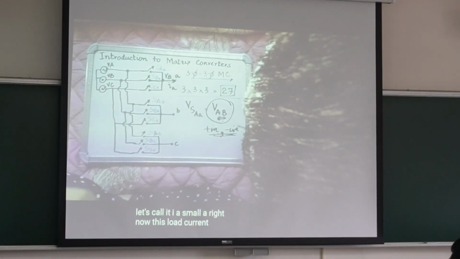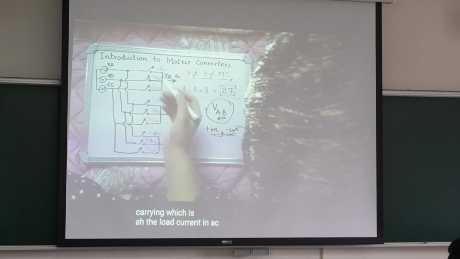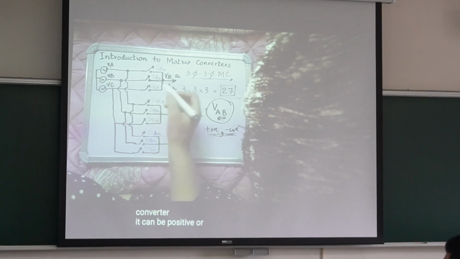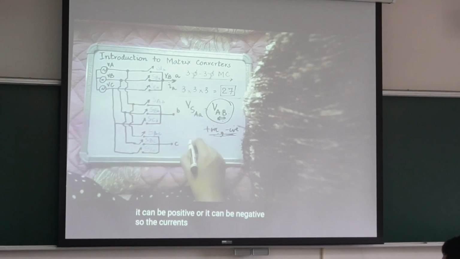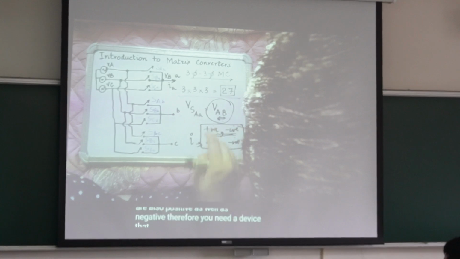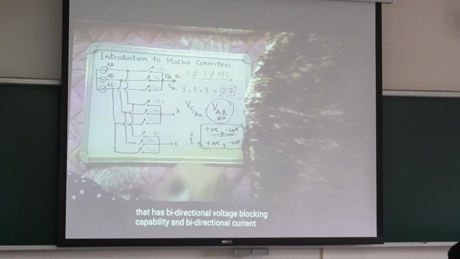Now this load current that SPA is carrying is the load current, which is an AC current, because of course it's an AC converter. So the currents to be carried by the devices could be positive, it could be negative. Therefore, you need a device that has bidirectional voltage blocking and bidirectional current carrying.